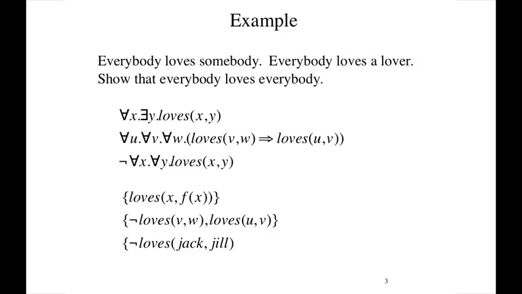As an example of using Herbrand resolution to determine logical entailment, let's consider the case we saw earlier. Premises are shown here. We know that everybody loves somebody and everybody loves a lover. Our goal is to show that everybody loves everybody. So we negate this conclusion and add it to our set of premises.